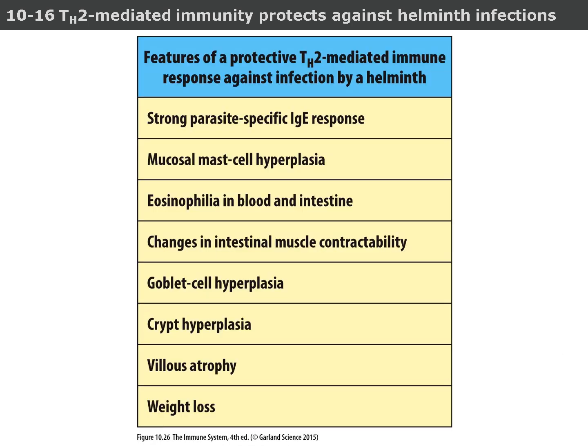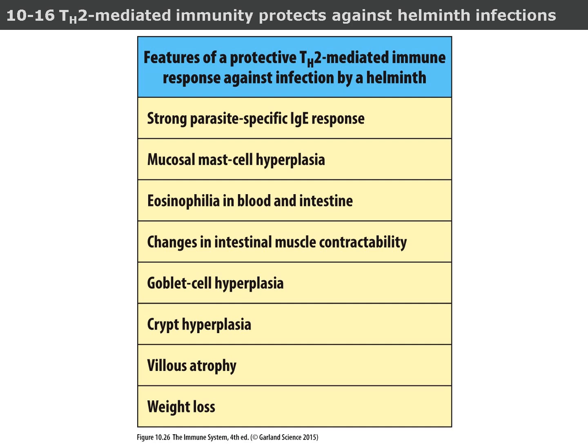A protective Th2-mediated immune response is essential for eliminating helminth infections and minimizing tissue damage. Key features of this response include a strong parasite-specific IgG production, which arms mast cells and eosinophils for rapid degranulation upon antigen encounter. Mucosal mast cell hyperplasia is a hallmark of this response, enhancing the release of histamine and other mediators that contribute to the expulsion of parasites.